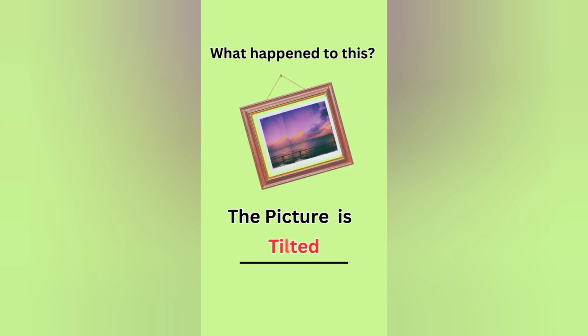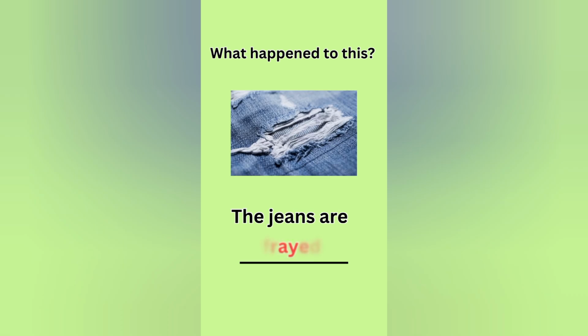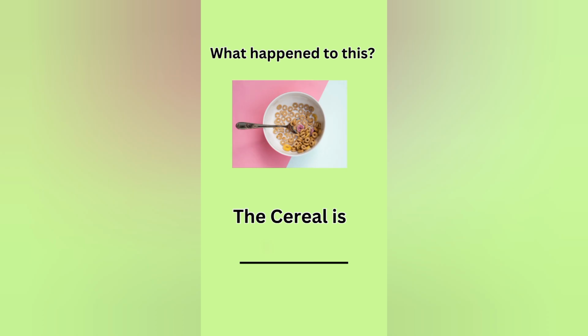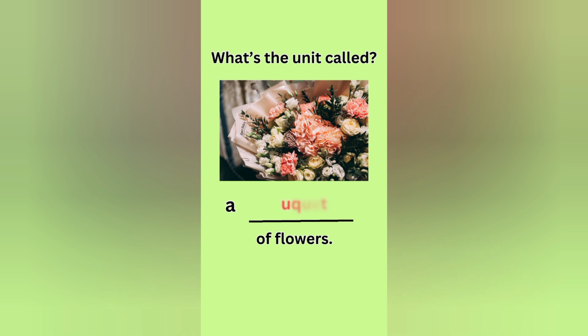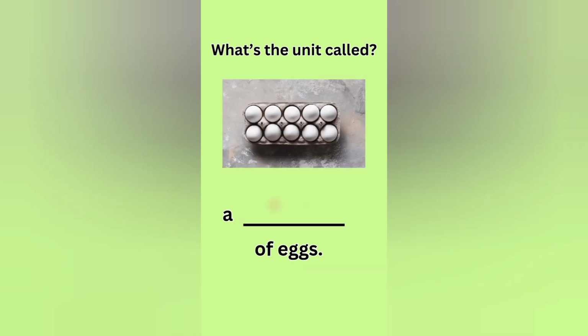What happened to this? The picture is tilted. What happened to this? The jeans are frayed. What happened to this? The cereal is soggy. What's the unit called? A drop of water. What's the unit called? A bouquet of flowers. What's the unit called? A dozen eggs.